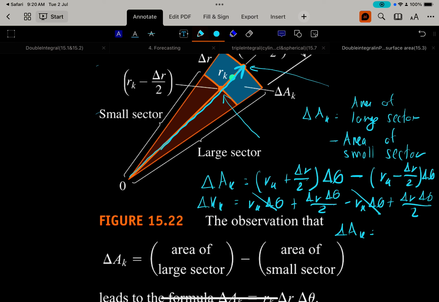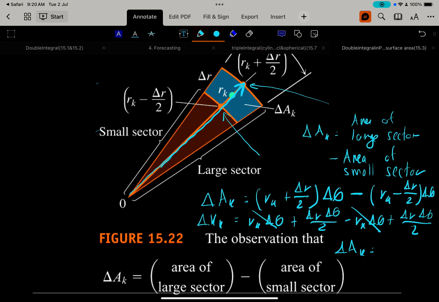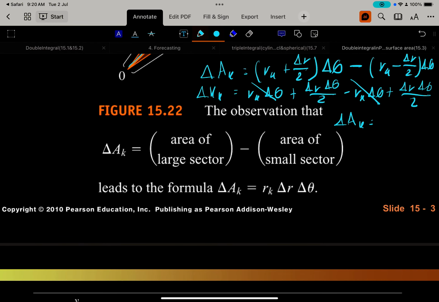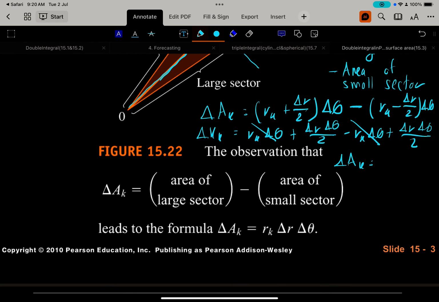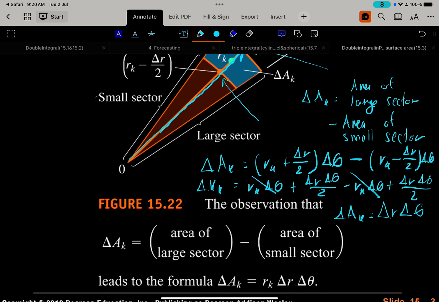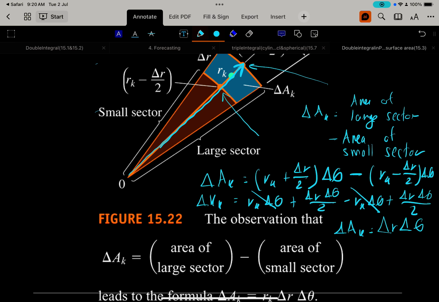So this should be the way we do it. So it's RK plus and minus, and we should get a formula which says delta R delta theta. Okay, but we are missing an RK, and I want to know why.